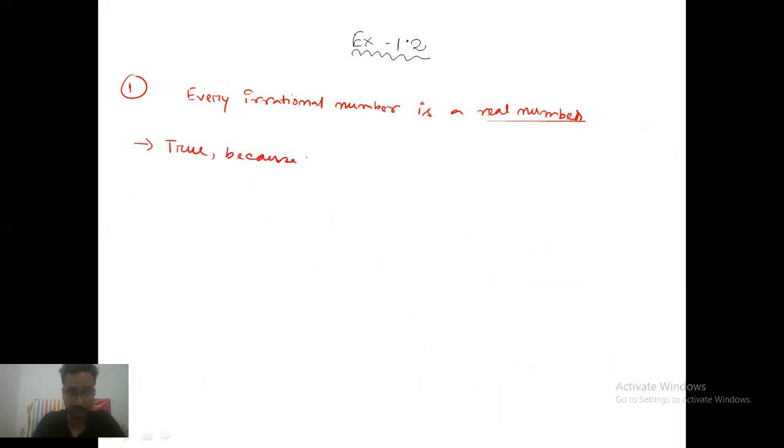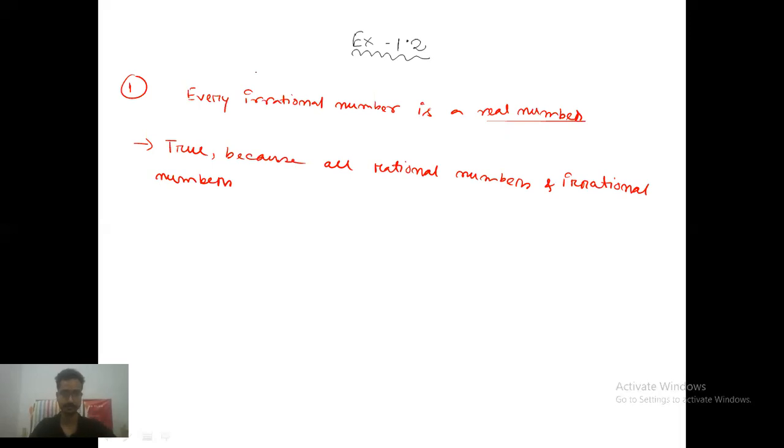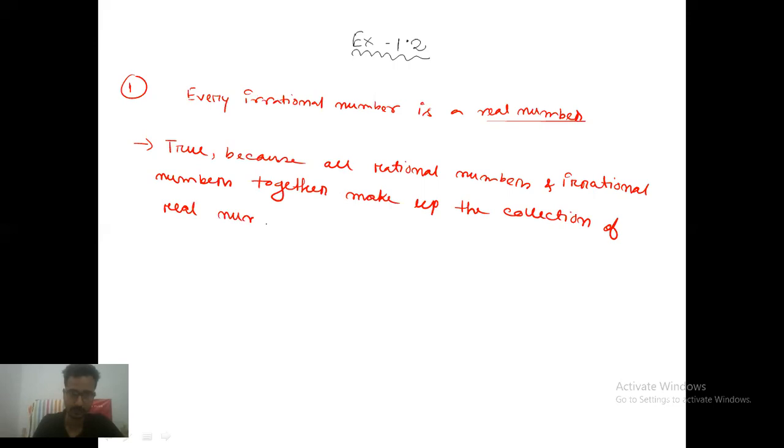because all rational numbers and irrational numbers together make up the collection of real numbers, that is R.